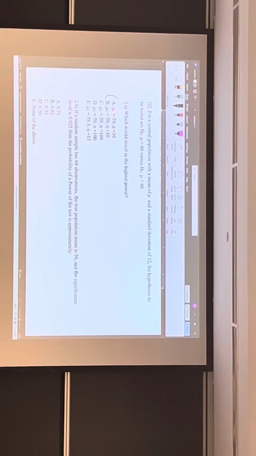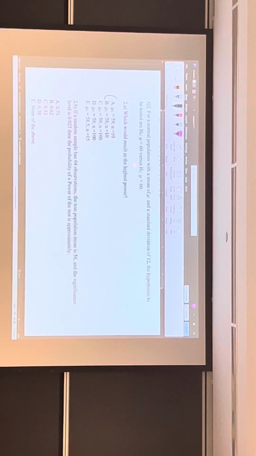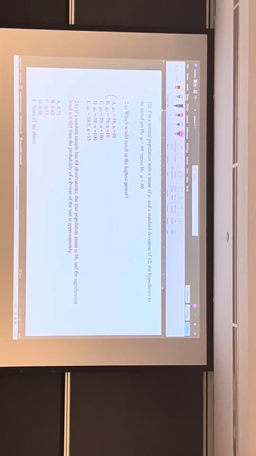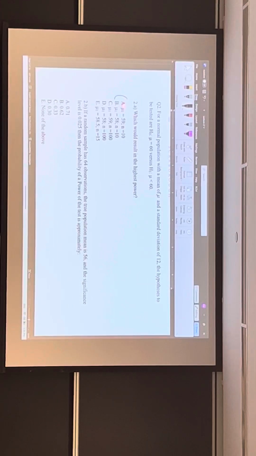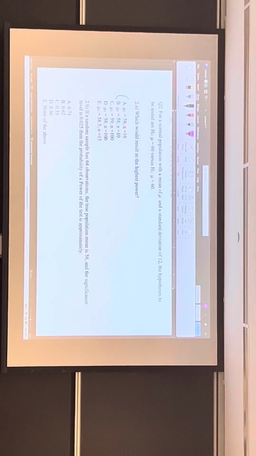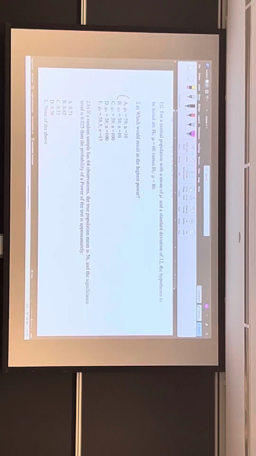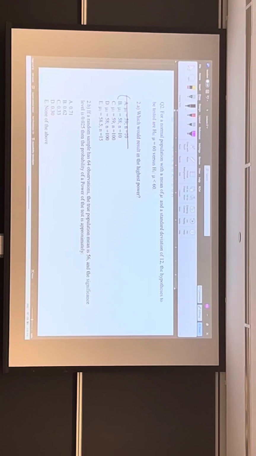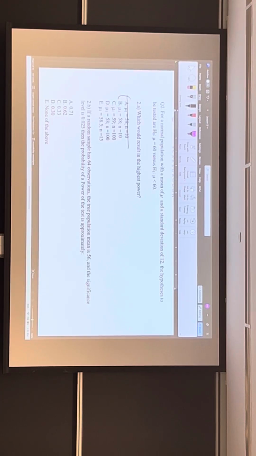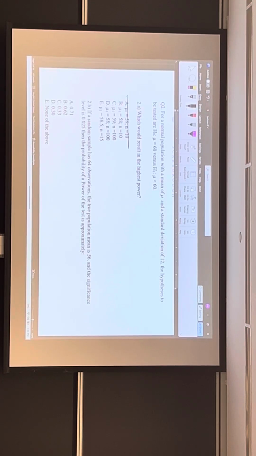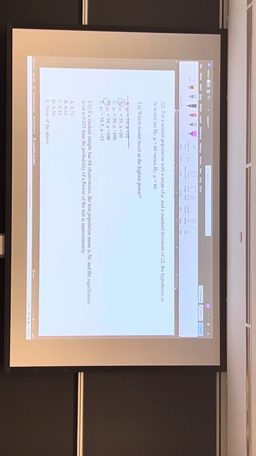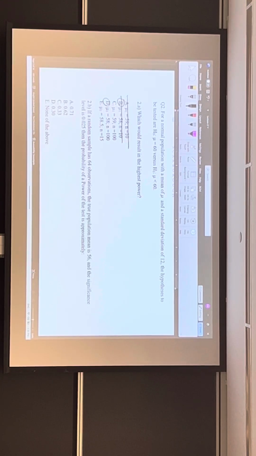The alternative here is closer to the null than this one. This one has more power because the alternative is far away from the null. So this is not correct as a result. Comparing A and B, I can eliminate A. Then I can compare B and C. The same alternative, bigger sample size, more power. That allows me to eliminate this one.